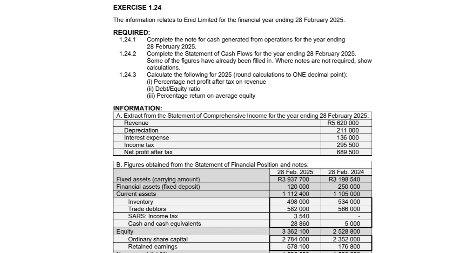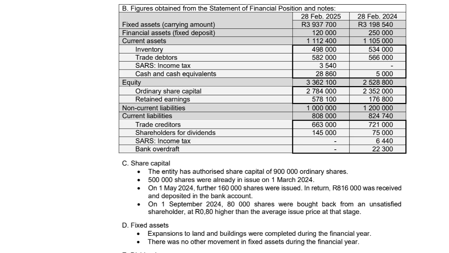Information A. Extract from the statement of comprehensive income for the year ending 28 February 2025. They give us the revenue, depreciation, interest expense, income tax, and net profit after tax amounts. Information B. Figures obtained from the statement of financial positions and notes for both years: the fixed assets at carrying amounts, financial assets, which is your fixed deposits, your current assets, your equity, your non-current liabilities, and your current liabilities.